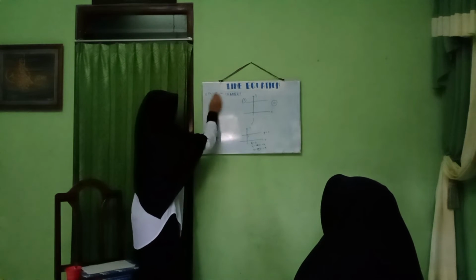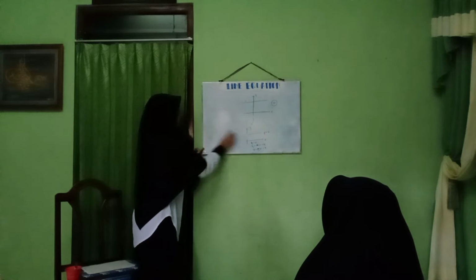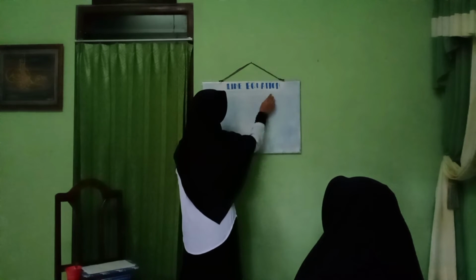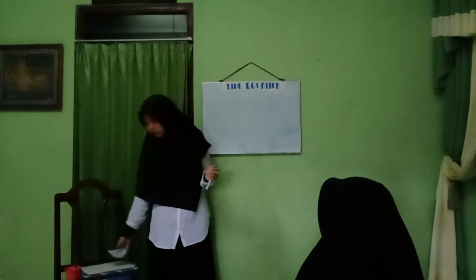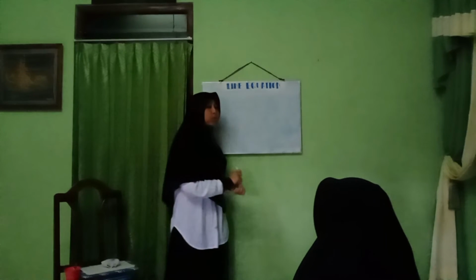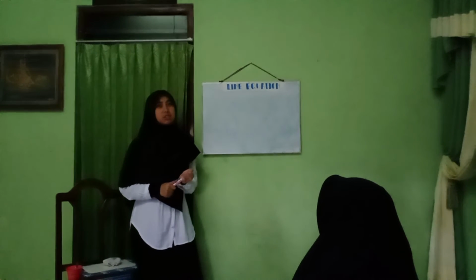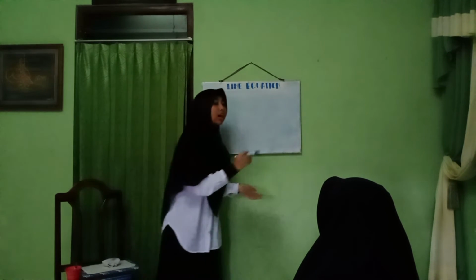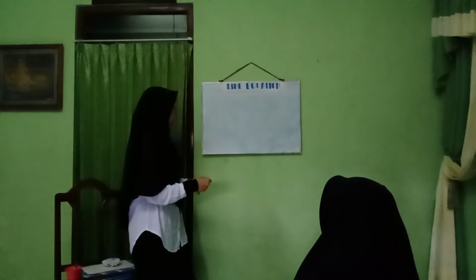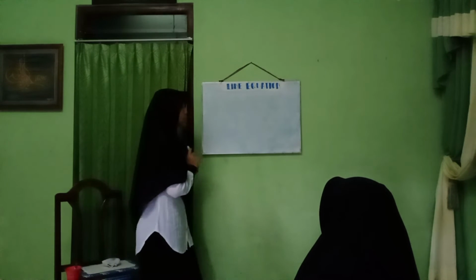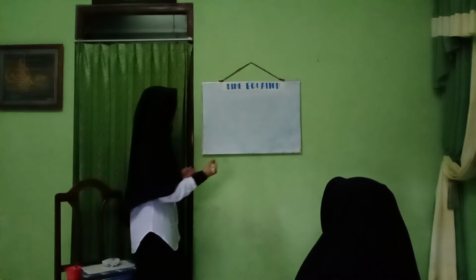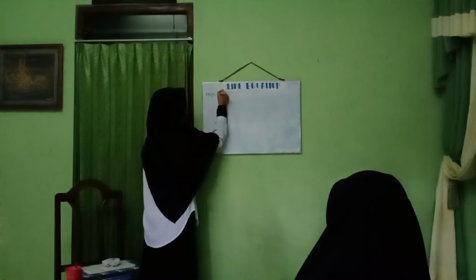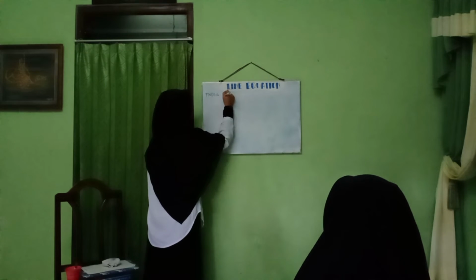The next, we know about gradient. We know about how to draw an equation, but we don't know how to find the equation. So now let's talk about how to find the equation. There are two methods of finding an equation.